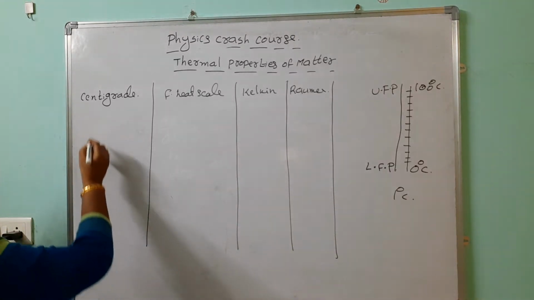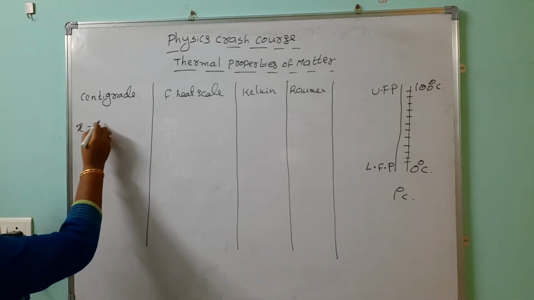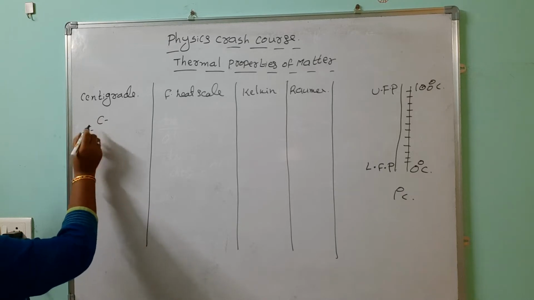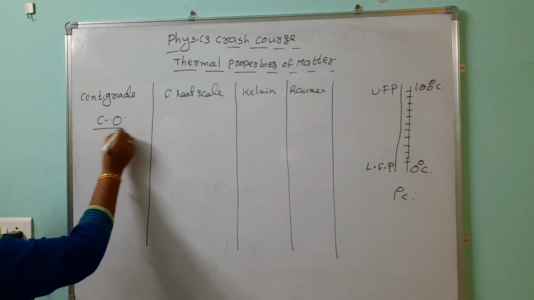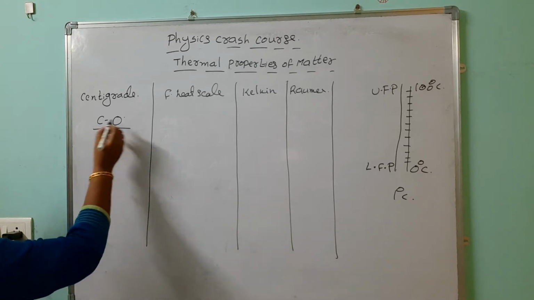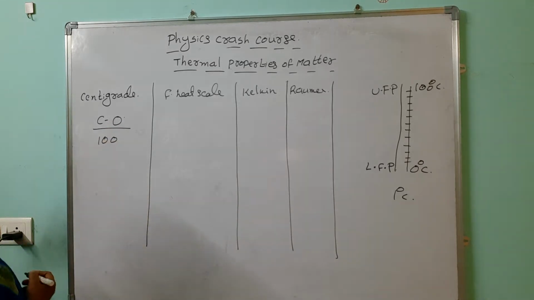Suppose we want to find the temperature reading C. Here the lower fixed point is 0 and the upper fixed point is 100 degrees centigrade, so the difference is 100. So the ratio is (C minus 0) by 100.